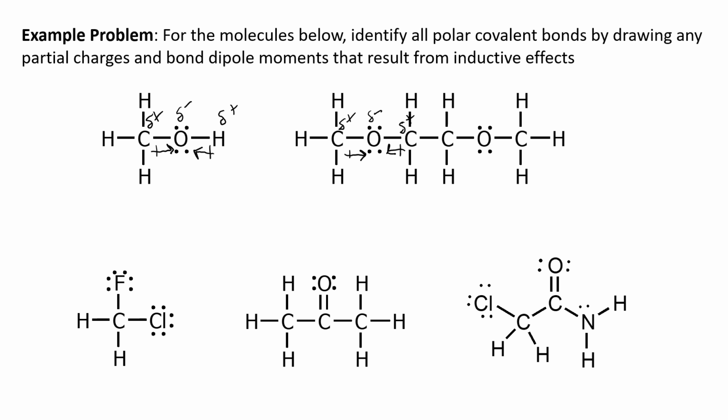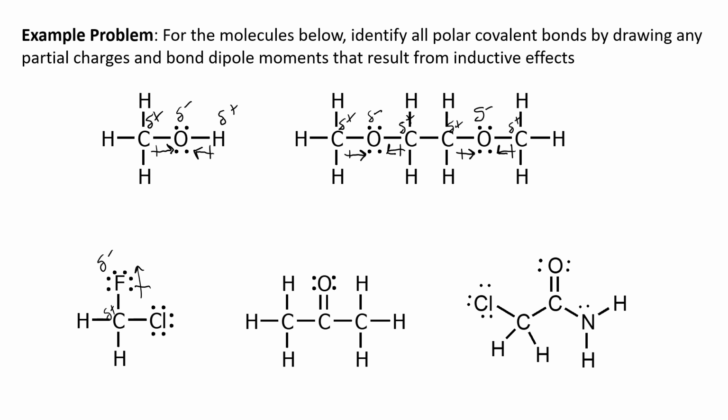On the right side of the molecule, we have two more carbon-oxygen bonds, partial minus on the oxygen, delta plus on your carbons, and we draw our dipole moments in, pointing towards the more electronegative atom. In the bottom left, the carbon-hydrogen bonds are not polar, but the carbon-fluorine bond is. Fluorine gets the delta minus, carbon gets the delta plus. Dipole moment pointing towards the more electronegative fluorine.